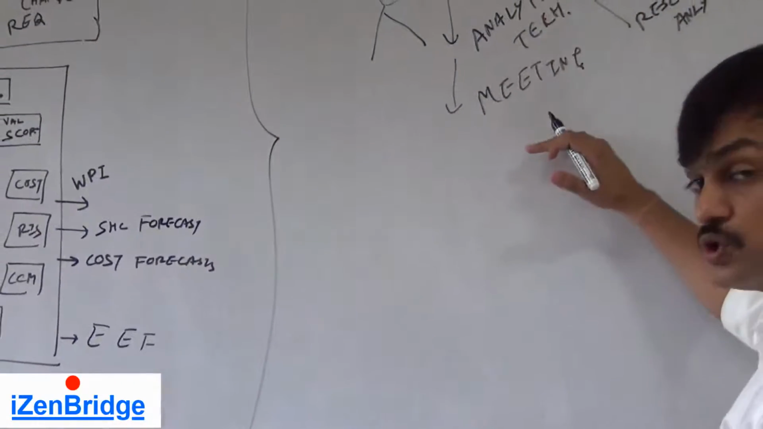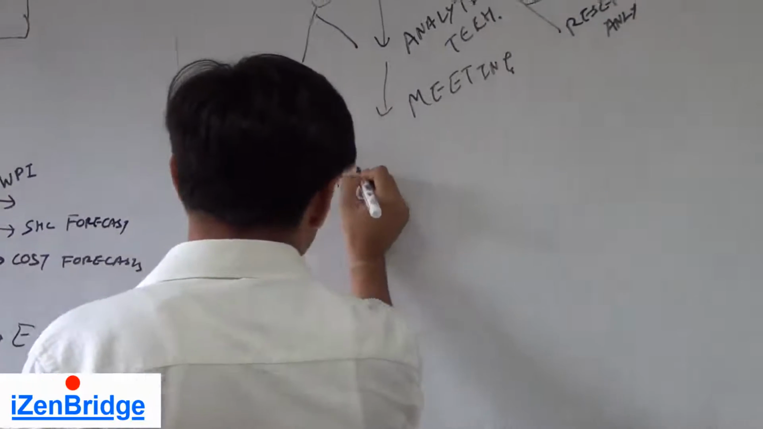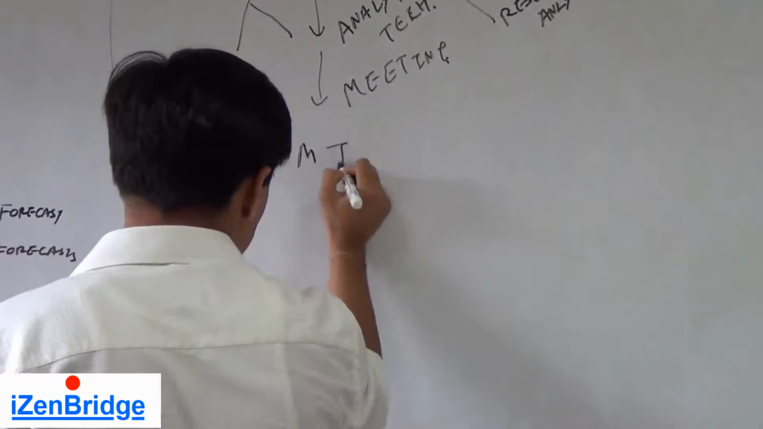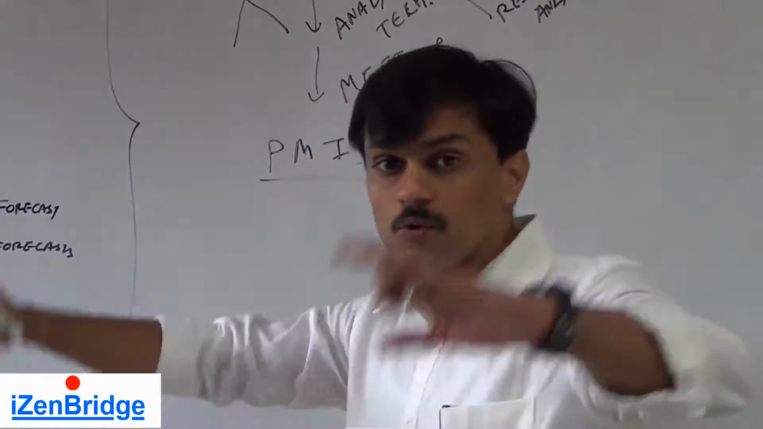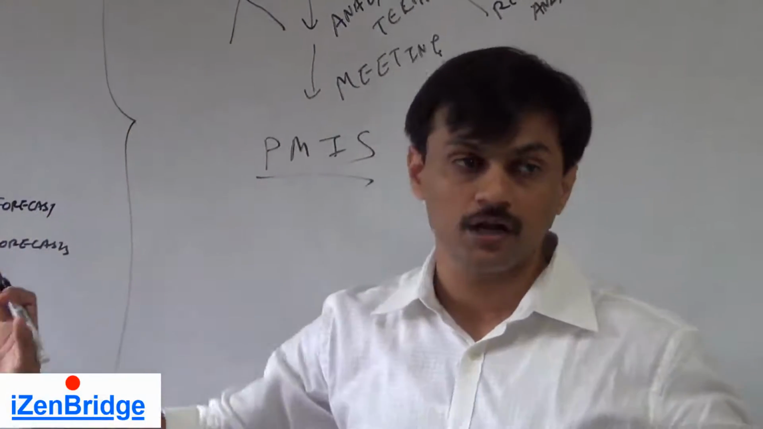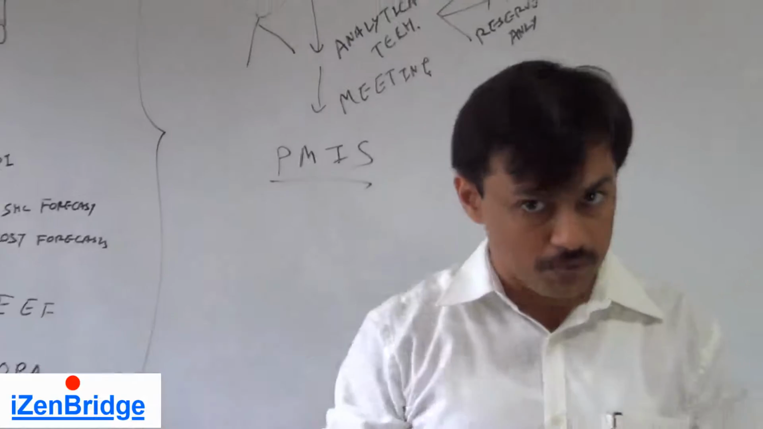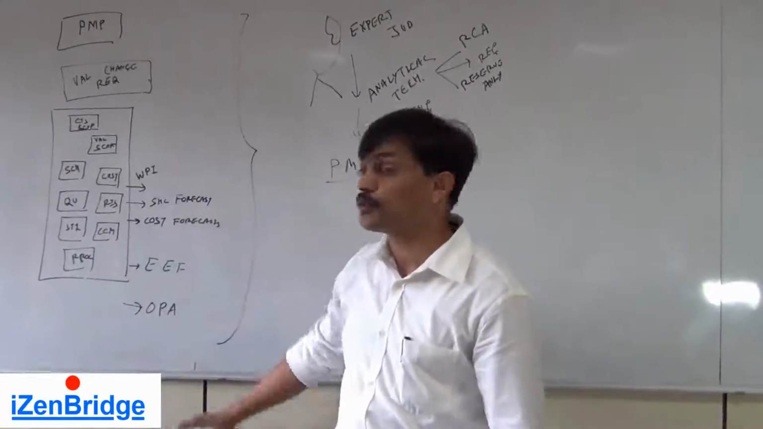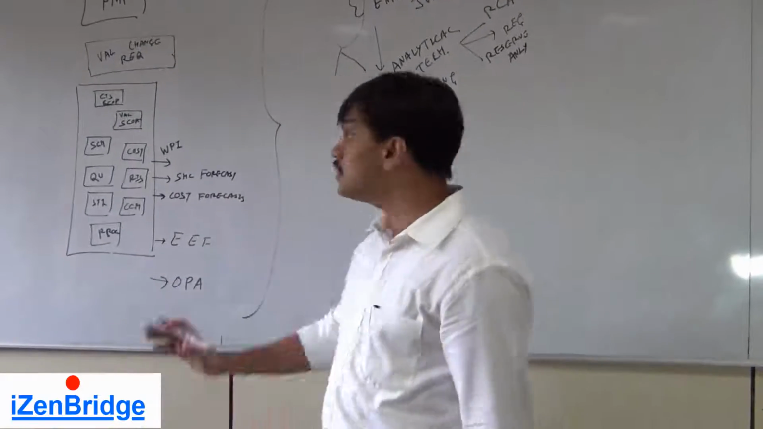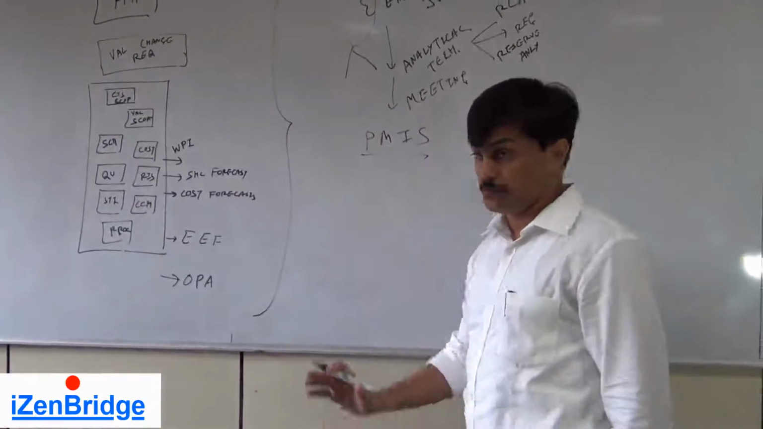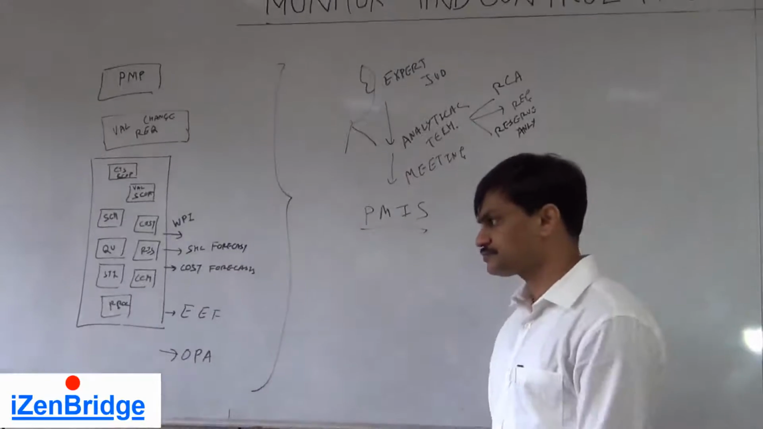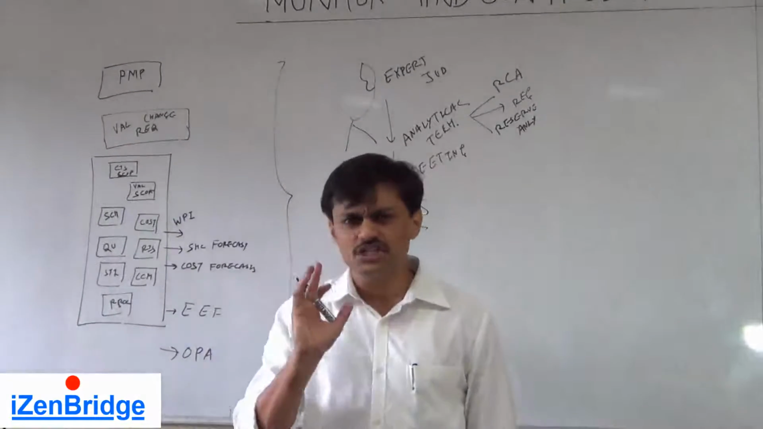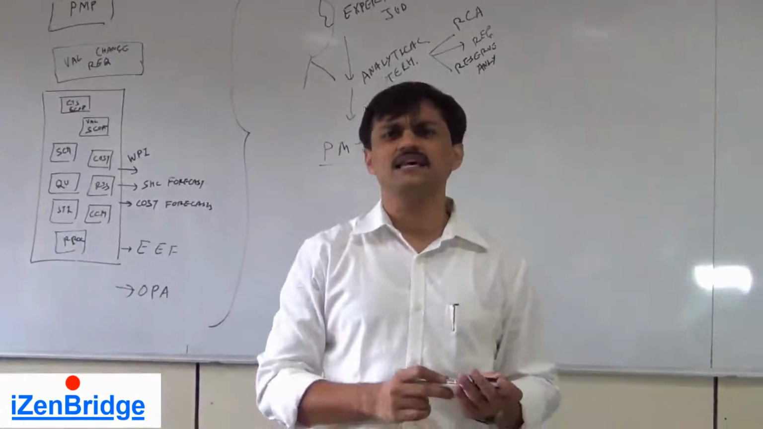Along with these three tools and techniques, we also need a project management information system, since the quantum of data is getting bigger and bigger, and without a system to manage and analyze the data generated out of various control processes, it could be difficult to derive a work performance report in this process.